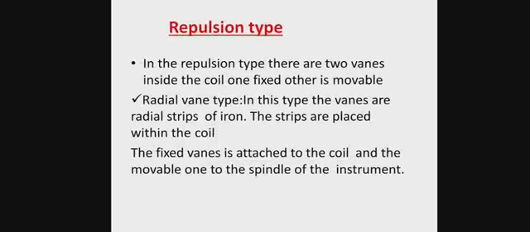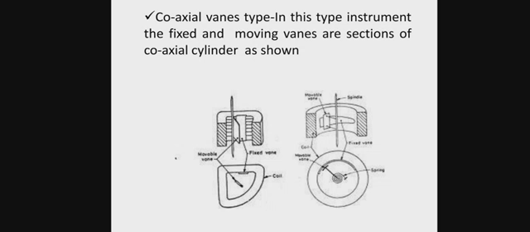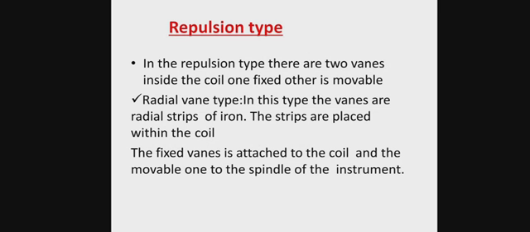Then coming to the second type of moving iron instrument, that is the repulsion type moving iron instrument. In the repulsion type, there are two irons inside the coil, one fixed and the other movable. There is a radial vane type and a coaxial vane type. For the radial vane type, the vanes are radial strips of iron. These strips are placed within the coil, and the fixed one is attached to the coil and the movable one to the spindle of the instrument.